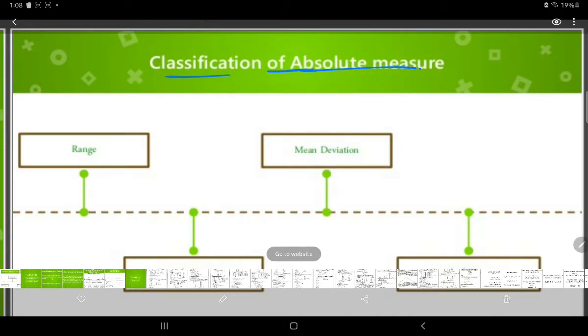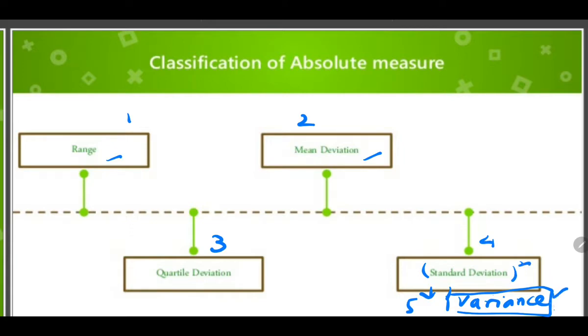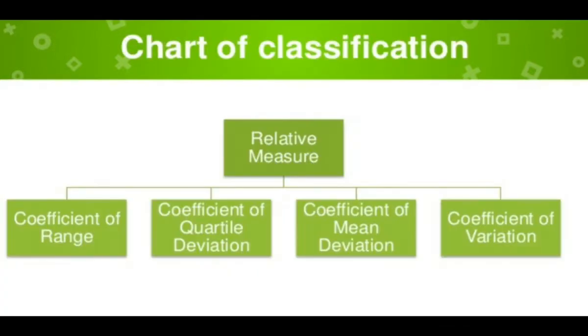The absolute measures are classified into 5 types. One is known as range, the other is mean deviation, third is quartile deviation, the fourth one is standard deviation, and the fifth one is variance. Standard deviation and variance are the same thing, because when you take the square of standard deviation, it becomes variance, and when you take the square root of the variance, it becomes standard deviation.